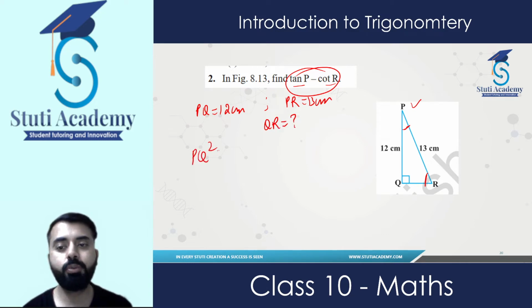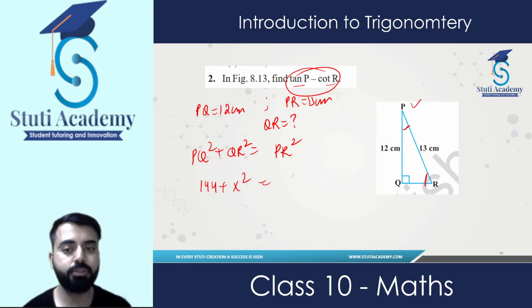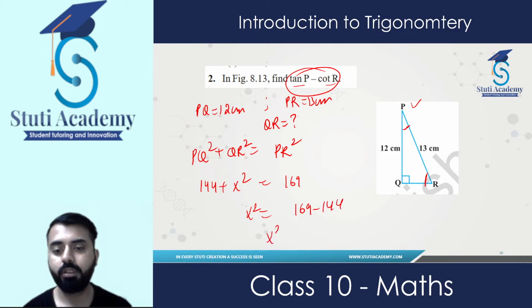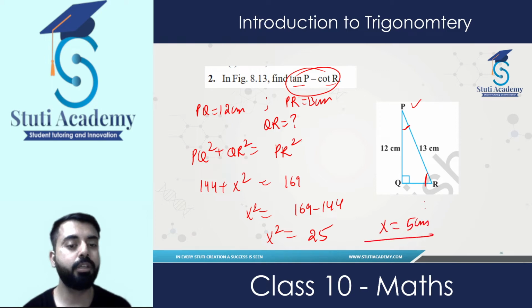That means PQ square plus QR square equals PR square. That means 144 plus x square equals 169. X square will be 169 minus 144. X square is 25. X is 5 centimeter. So this missing side is 5 centimeter, right? This side is 5 centimeter. Now we have to do what?